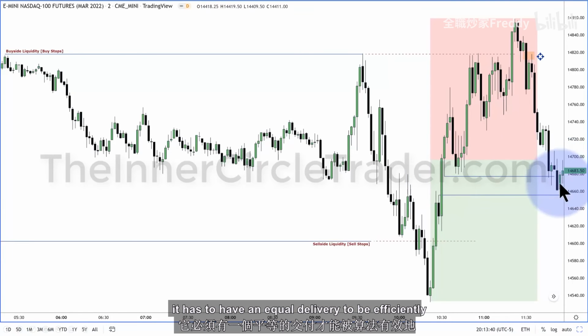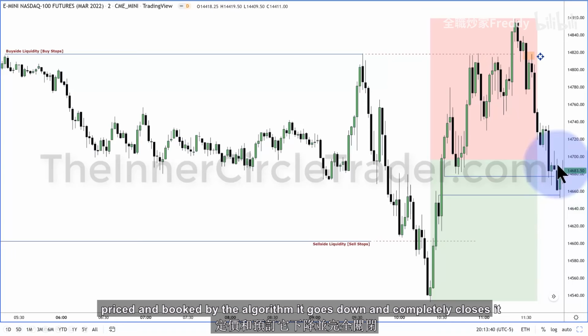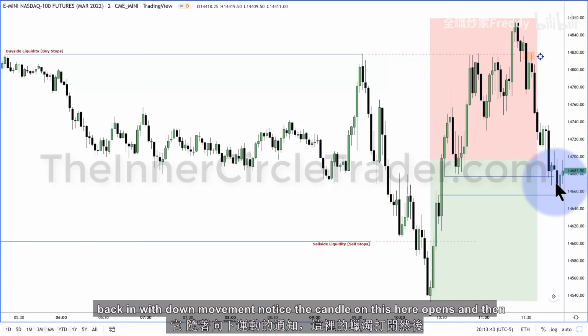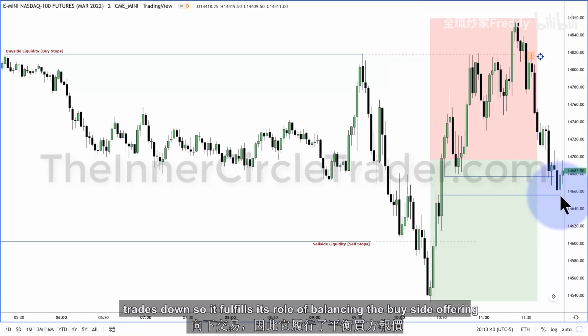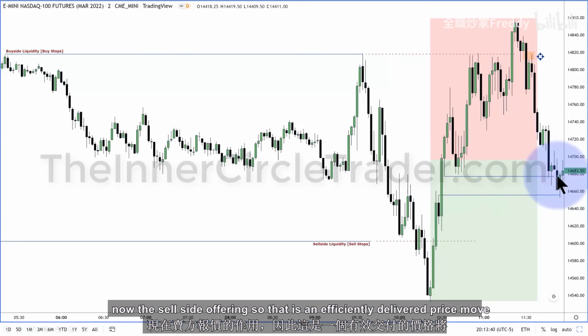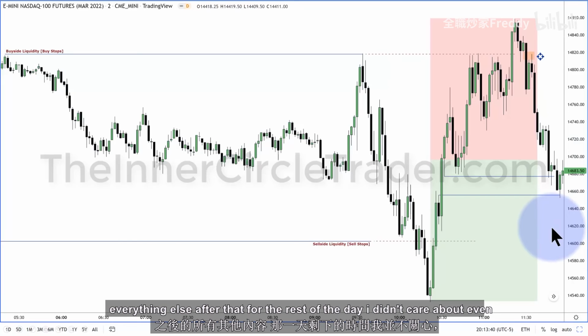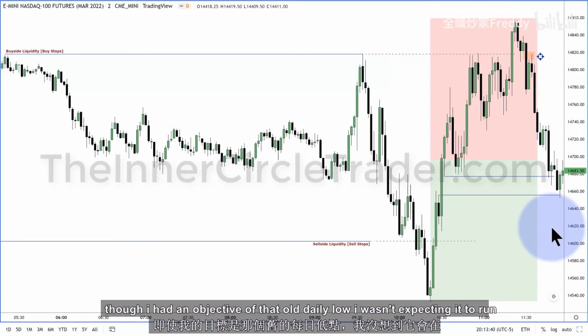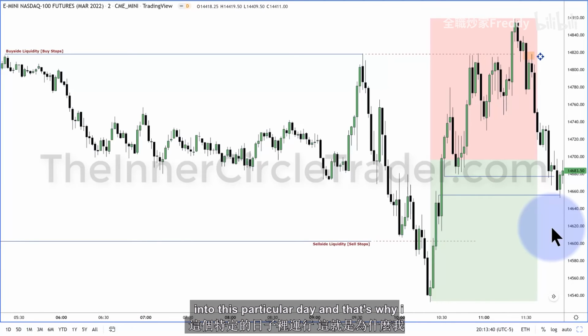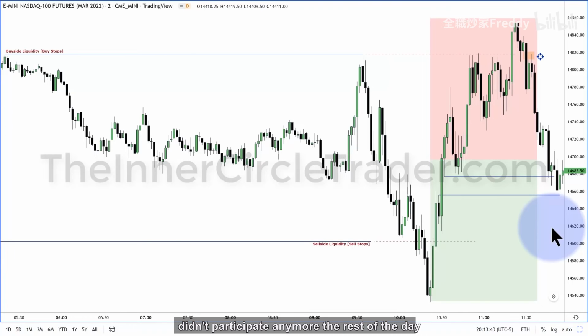It has to have an equal delivery to be efficiently priced and booked by the algorithm. It goes down and completely closes it back in with down movement. Notice the candle on this here, it opens and then trades down. So it fulfills its role of balancing the buy side offering, now the sell side offering. So that is an efficiently delivered price move. Precision elements from the entry here down to here. Everything else after that for the rest of the day, I didn't care about. Even though I had an objective of that old daily low, I wasn't expecting it to run into this particular day. And that's why I didn't participate anymore in the rest of the day.